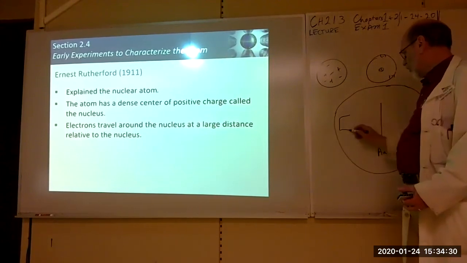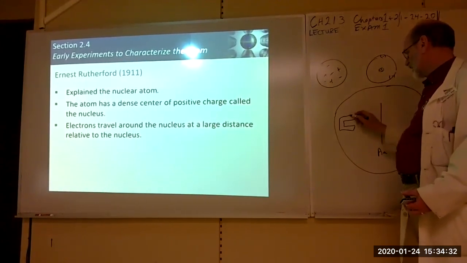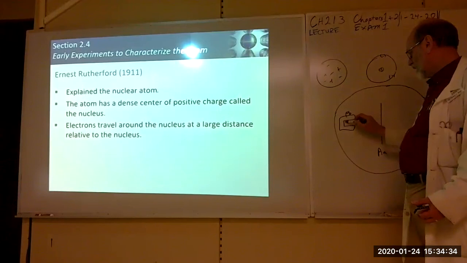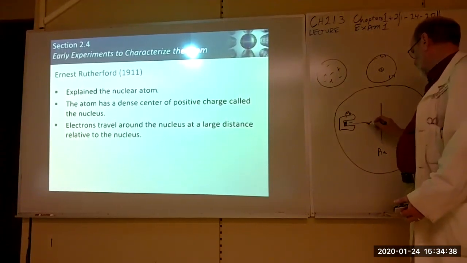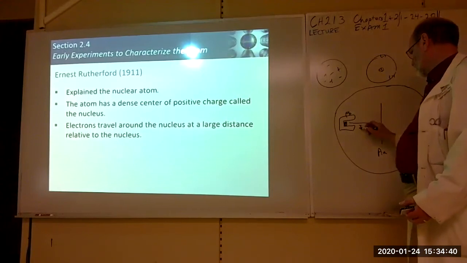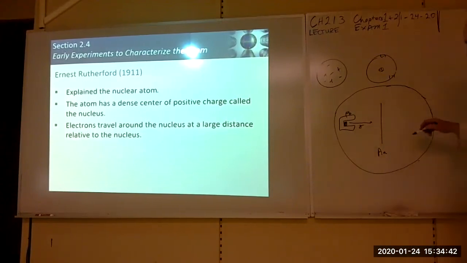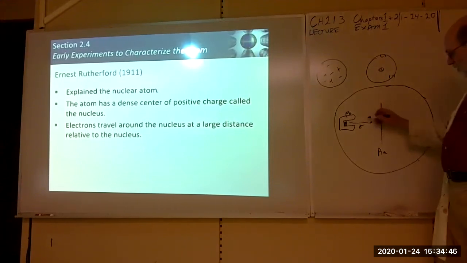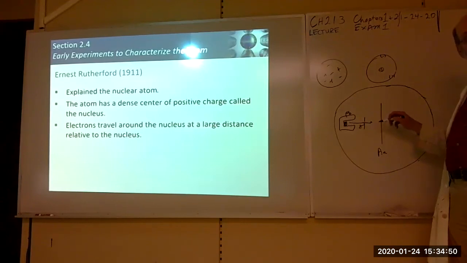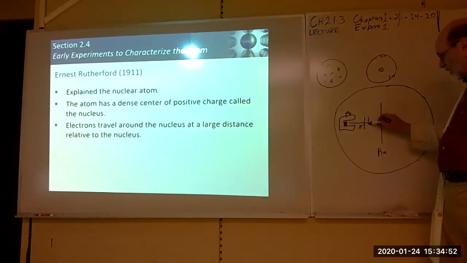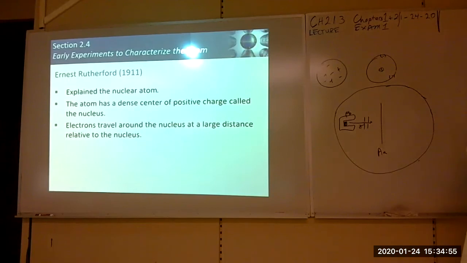So he had this source in this lead container of radioactive material, and he fired alpha particles at it. Now, to make sure that it went straight, he used a collimator. So what you do is you have a slit there, or a very fine pinhole, and then you have another one lined up here, like that. So only the ones that are going straight are going to make it through both of them.